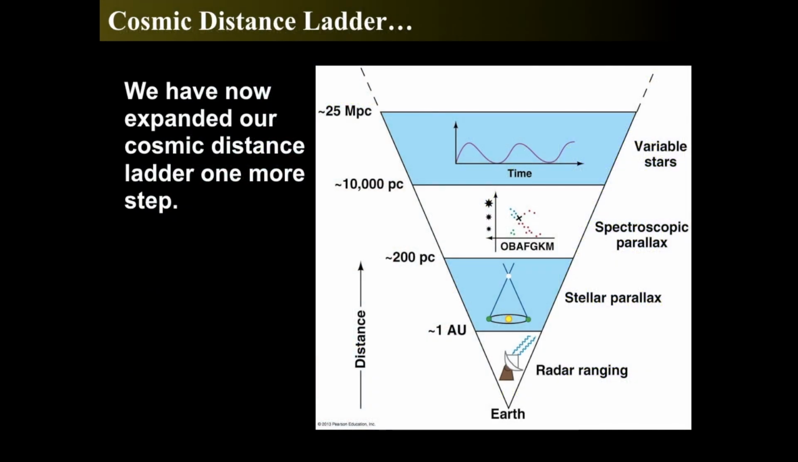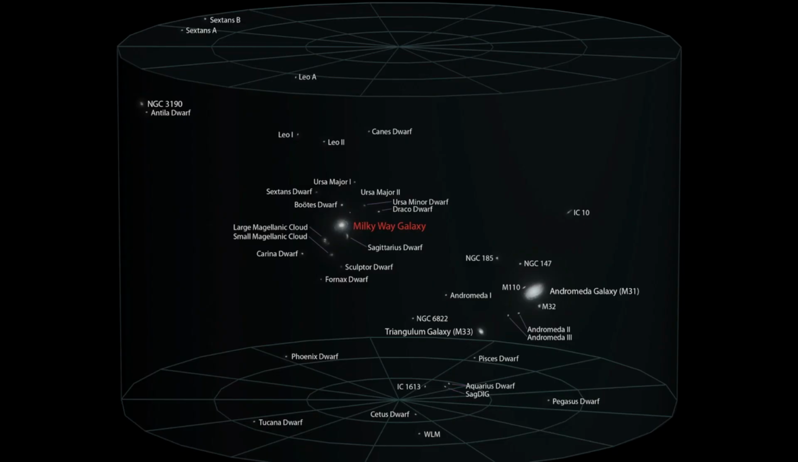Okay. In any event, that's what we call the cosmic distance ladder. We start from the Earth, where we do radar ranging to get to the various planets. And that's the astronomical unit. We use the stellar parallax to get us out to the stars. Once we calibrate the stellar parallax with spectroscopic parallax, we can look at distant star clusters. We use distant star clusters to get us variable stars. Variable stars get us out to distant galaxies, and that's how we know the distance to the Andromeda Galaxy and beyond.